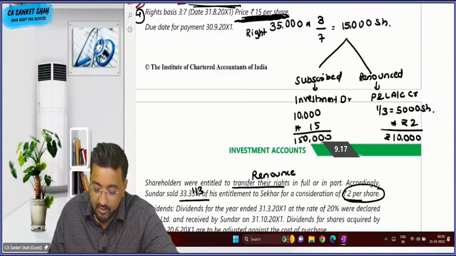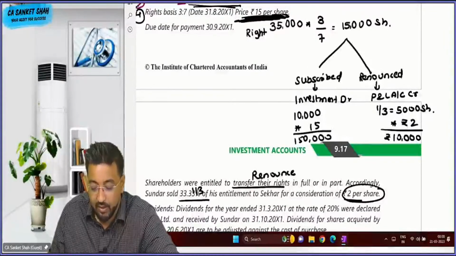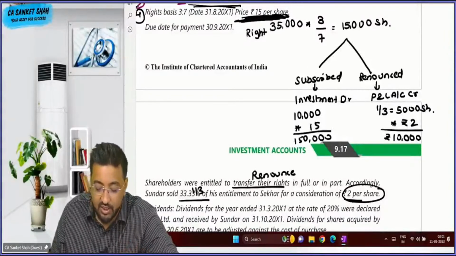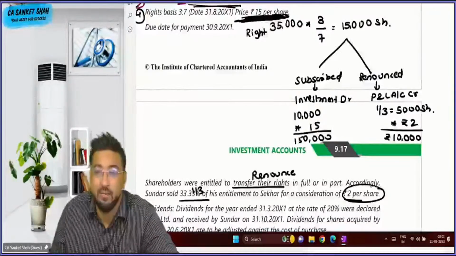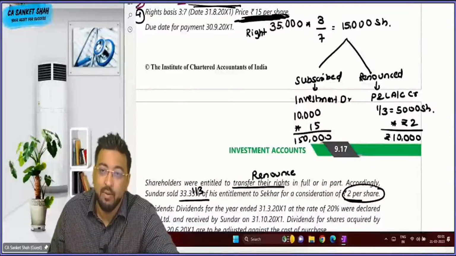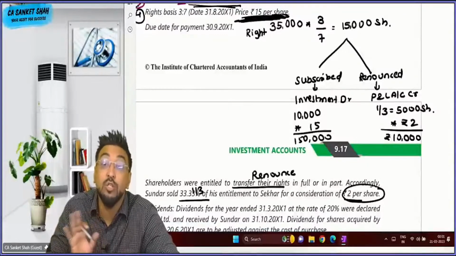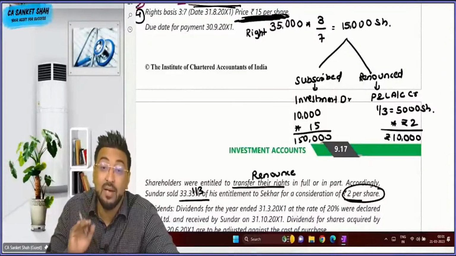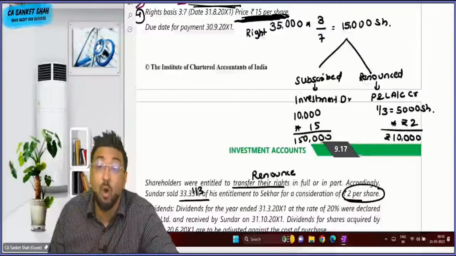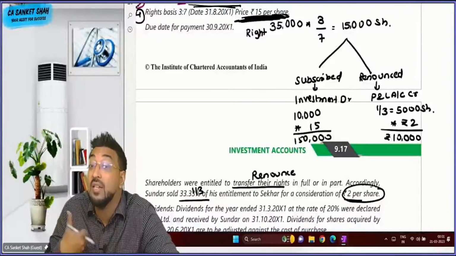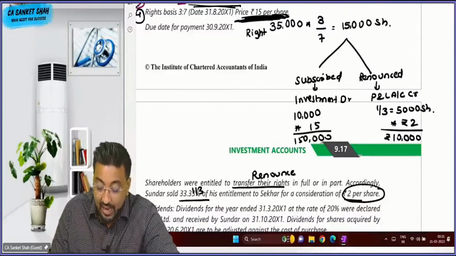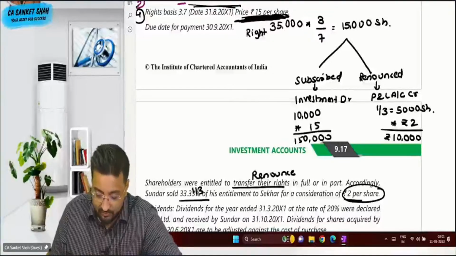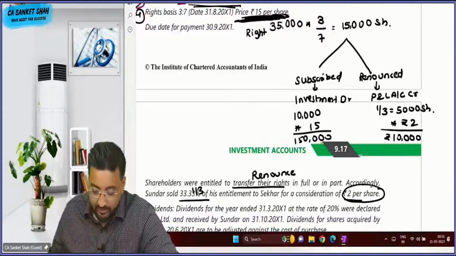If right is subscribed, then it is not transferred, beta. The word transferred is not correct. Then beta, investment account is debited, Manisha ji. And if renounced, then transfer to P&L. Transferring to P&L is the correct word. But when you add it in investment, investment account is always carried. It is an asset, beta, asset is carried. So use proper words. You cannot use the word transfer for asset. Okay, carry to asset, carried to asset.